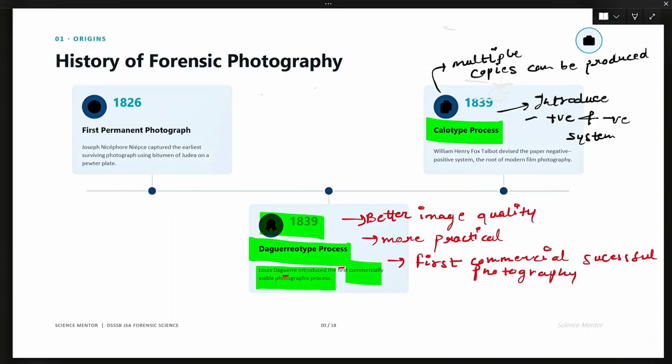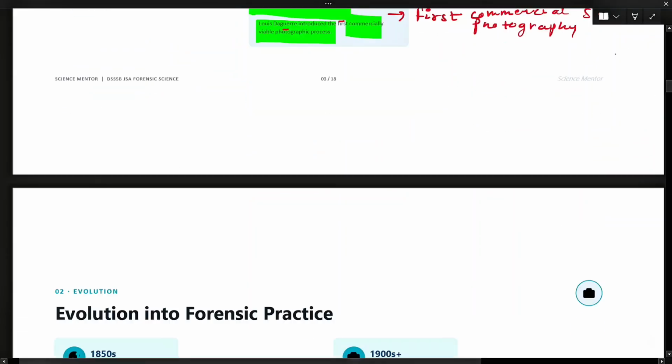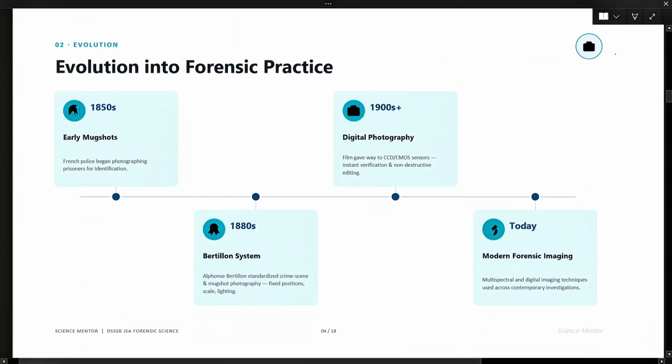of photography. Now that we know how photography developed scientifically, the next question is even more interesting. How did this invention become part of police investigation? And when did investigators realize that cameras could document crime scenes, identify criminals, and preserve evidence? That transformation marks the beginning of forensic photography, and we will study it in the next slide. So let's move to the next slide. Here is the evolution into forensic practices.